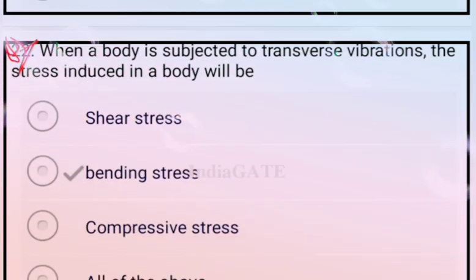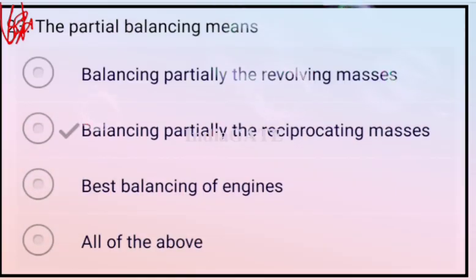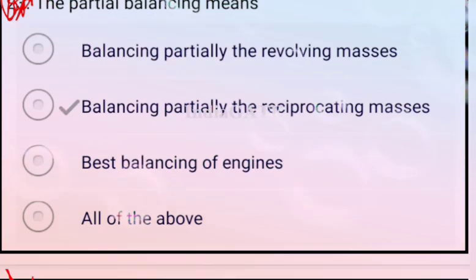Now come to the next question. When a body is subjected to transverse vibration, the stress induced in the body will be bending stress. So option B is your correct answer. Now come to the next question. The partial balancing means, so option B is correct, that is balancing partially the reciprocating masses. Now come to the next question.